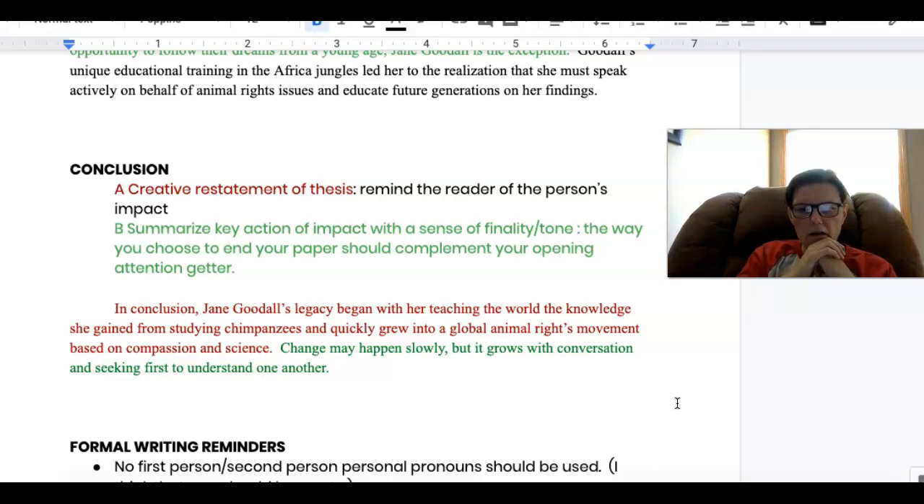Again, my conclusion is good. It's not great, but it's good. You can use it as a baseline for your example.